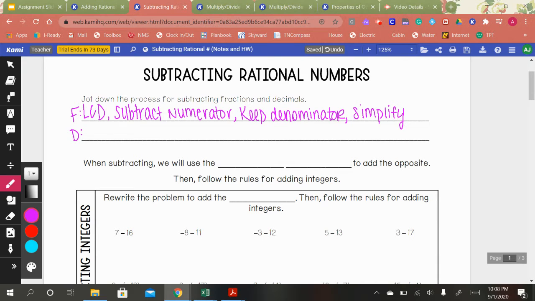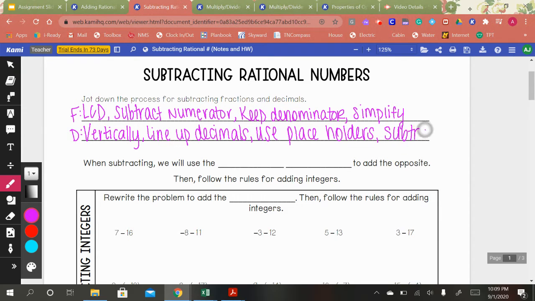Okay, that is the same process that we use for adding fractions. The only difference is we added instead of subtracting. All right, so thinking about the process for subtracting decimals, we need to write our problem vertically. We need to line up the decimal points. And then we need to use placeholders if needed. And then after we have done all of that, then we can finally subtract.